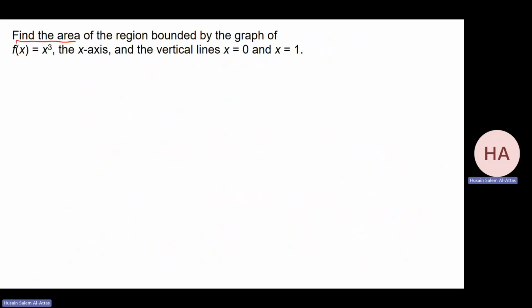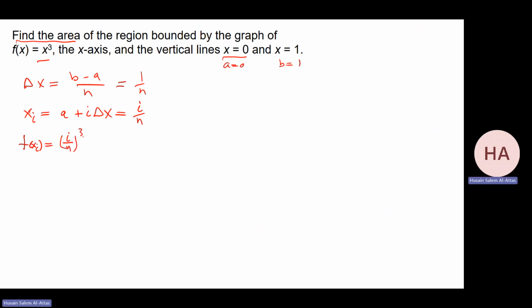Okay. So I have the function. I have a. I have b. So I have delta x is b minus a over n, and that will be 1 over n. And I have xi is a plus i delta x. a is 0, so i delta x, which is i over n. f of xi will be i over n all cubed, which is i cubed over n cubed.